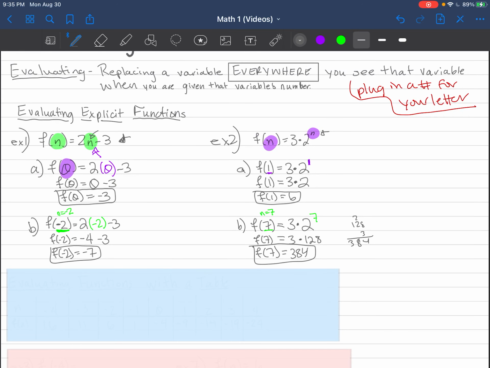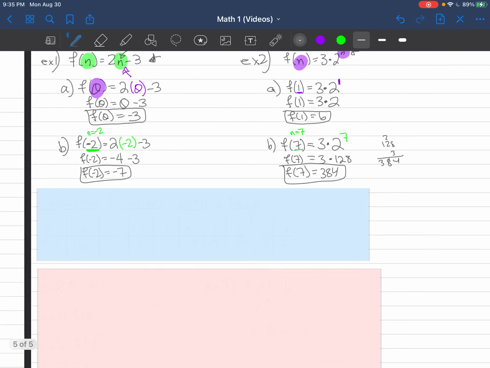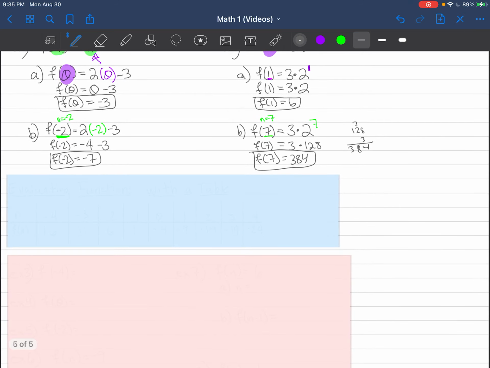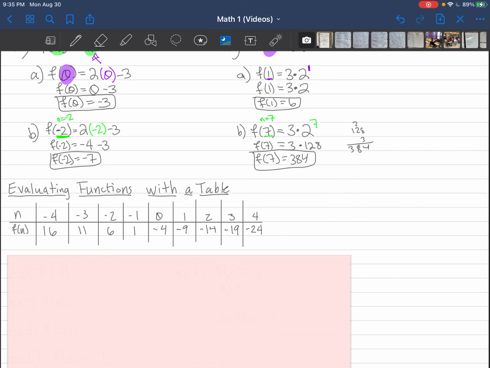So that's evaluating with an explicit. You've probably done this before, just not with the function notation. All right, the next thing I want you to do is copy this table. We're going to evaluate functions with a table. So copy it down because I'm going to get going. Pause the video.